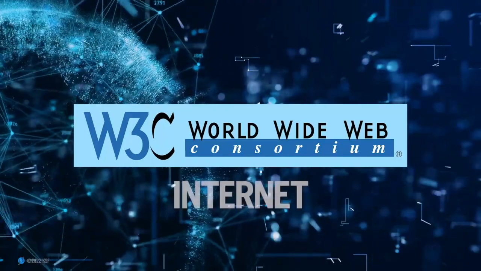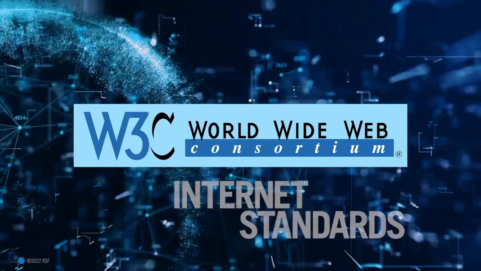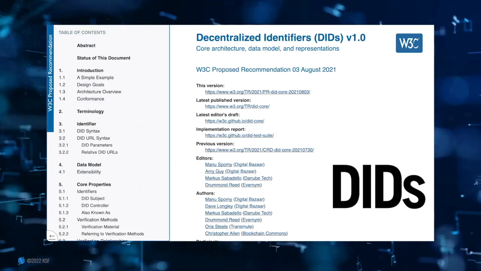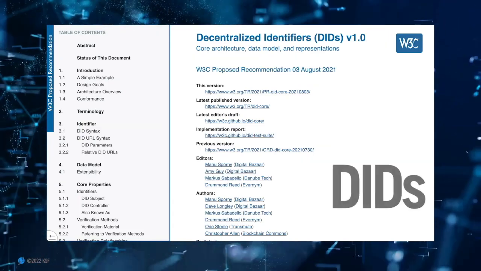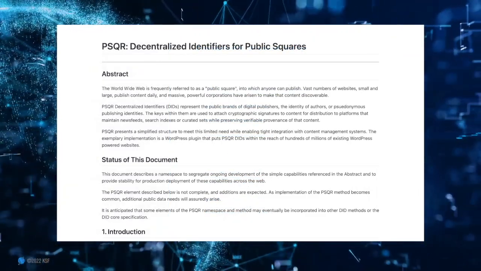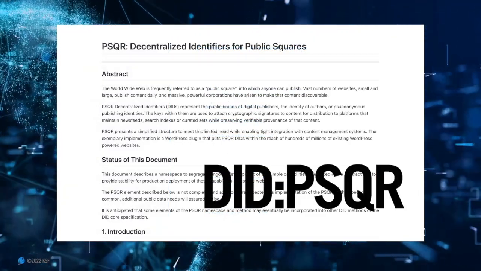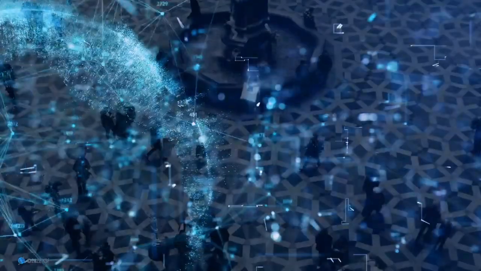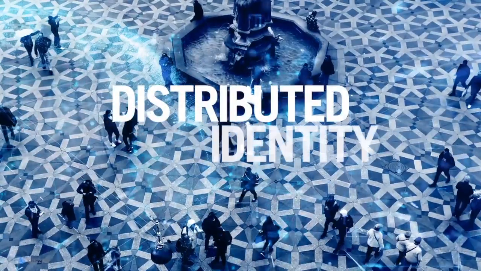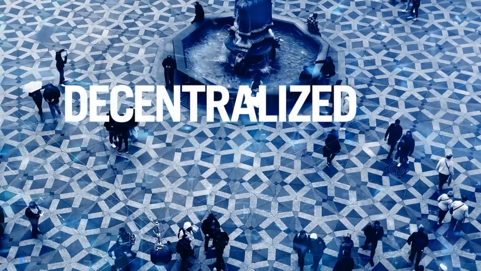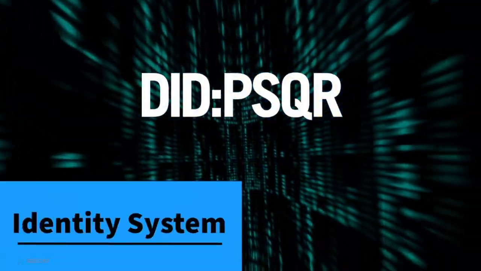Consider a new variant on the old solution. It's published by the World Wide Web Consortium, which is the big Internet standards body. It's called the DID specification, or Decentralized Identifiers. One particular implementation of that specification is called DID PSQR. The last bit stands for public square. It defines a distributed identity that you can use anywhere in a truly open, truly decentralized public square.